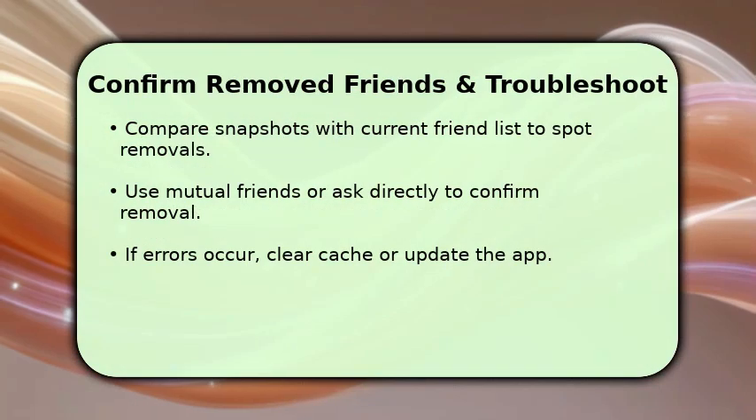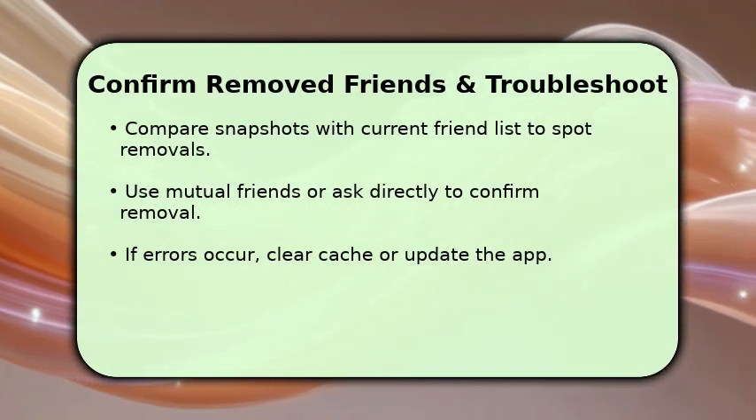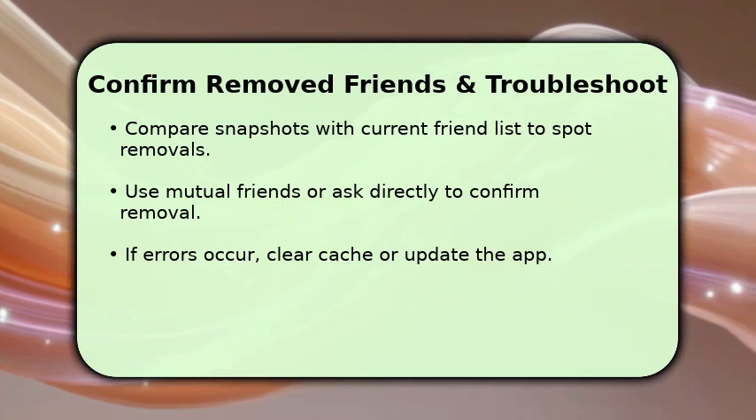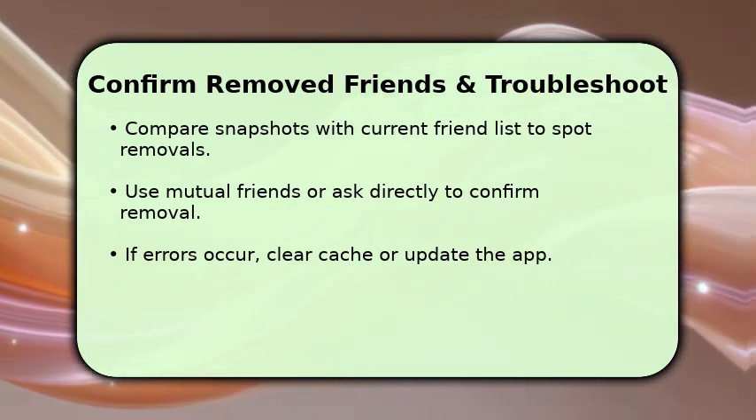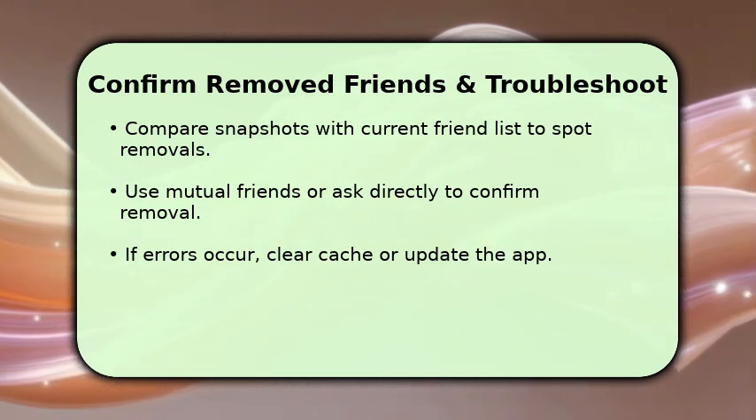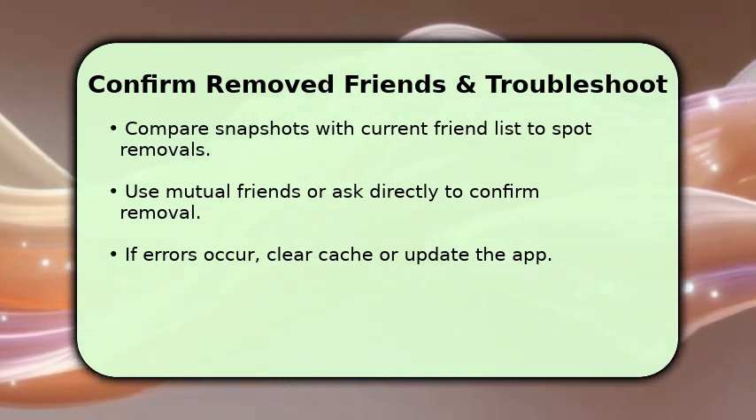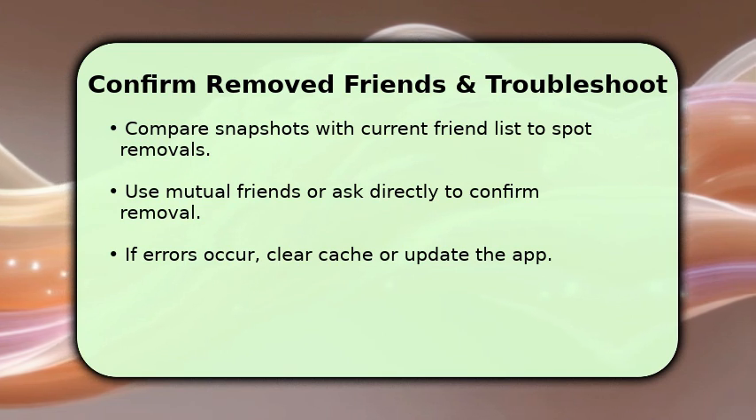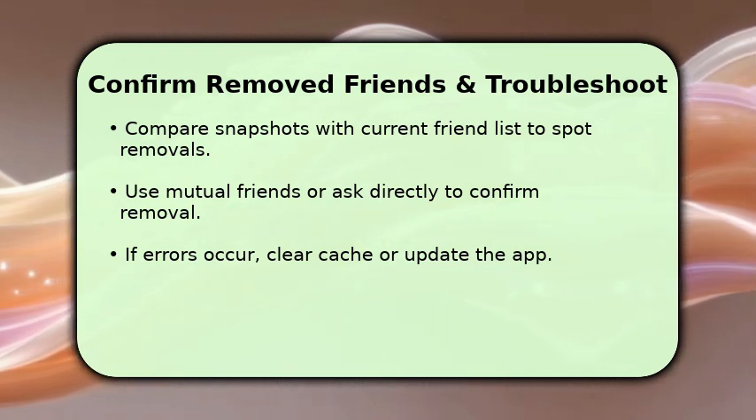To finish, compare your screenshots or notes against the current friends list to confirm who's been removed. If a name appears in your old records but not in friends, they were likely removed or deleted their account. Make sure to check mutual friends or ask the person directly to distinguish removal from account deletion.